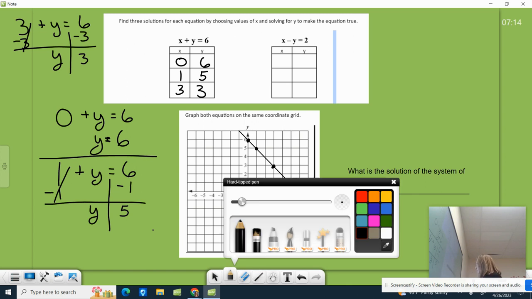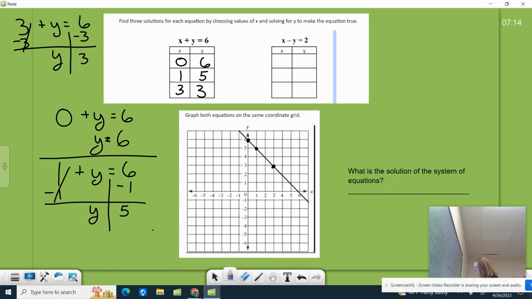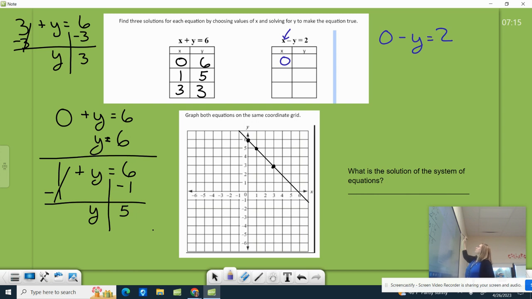All right, now I have two equations, so let me do the second one. Over here on the other side, it's x minus y equals 2. So again, I'm going to pick values for x. I could pick values for y. Maybe I'll do that in the next one. I always start with something that's easy to work with. So again, I'm going to use 0. I'm going to put 0 in for x. So it becomes 0 minus y equals 2.